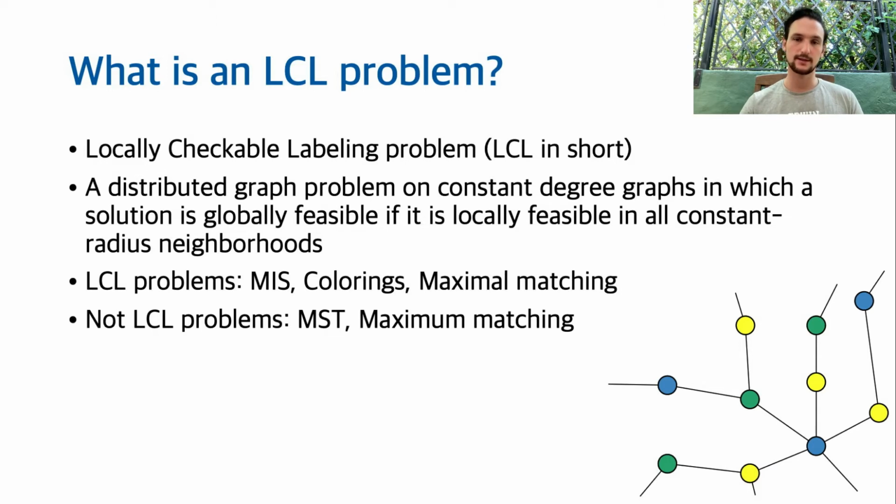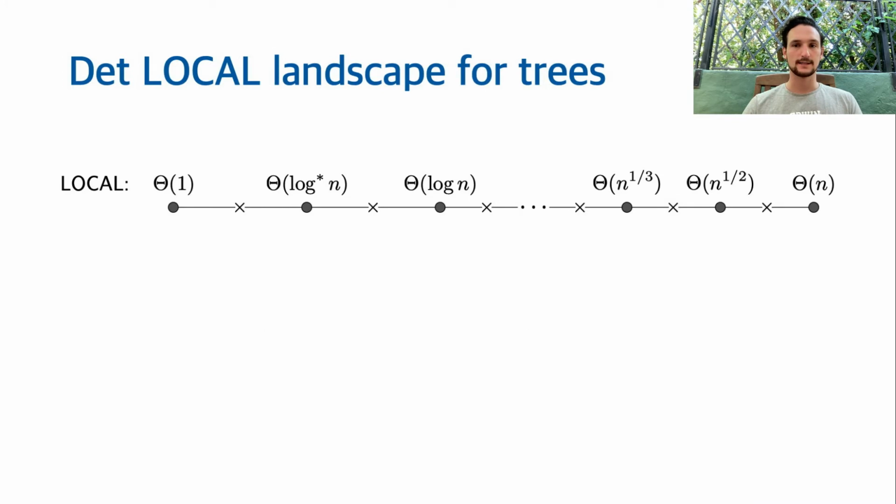So as you can see, LCLs capture many central problems in computer science, so naturally we want to know how fast we can solve them in, say, the LOCAL model. As it turns out, for trees, the complexity landscape is complete. The way you read this is that all LCL problems fall into one of these complexity classes, so either constant, log star n, log n, or n to the power of 1 over some constant. And it has been shown that each of these classes is non-empty, and there are no problems between them, so the gaps are really there.